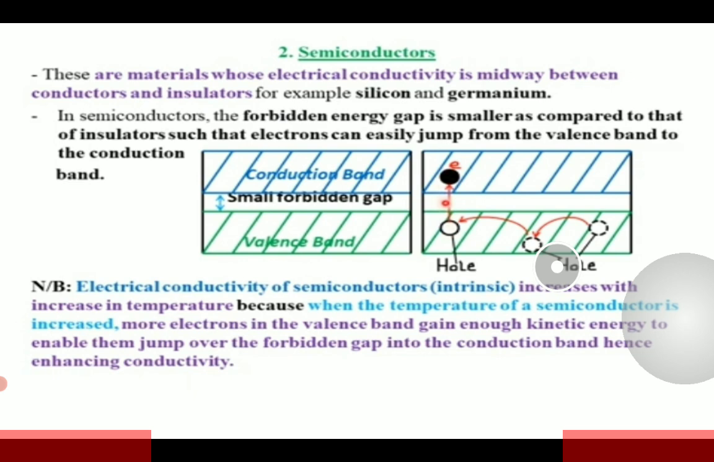Instead, the electrons will simply gain enough kinetic energy which will enable them to jump through the small forbidden gap to the conduction band.